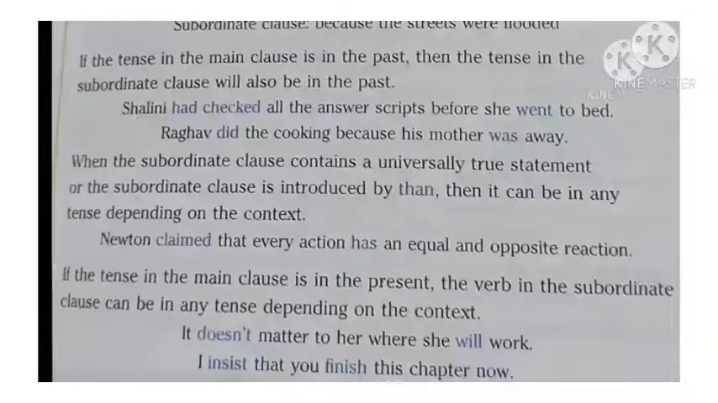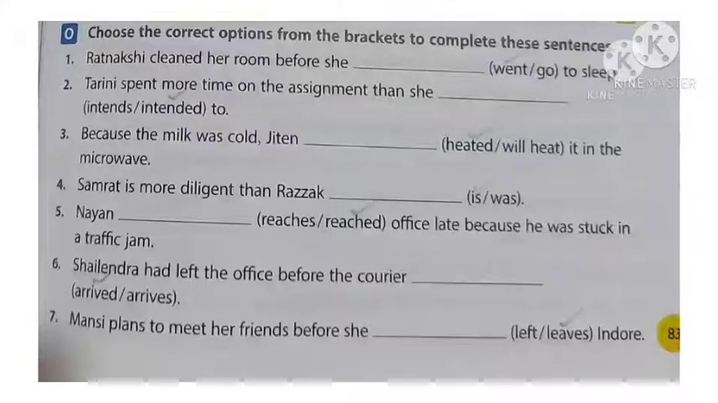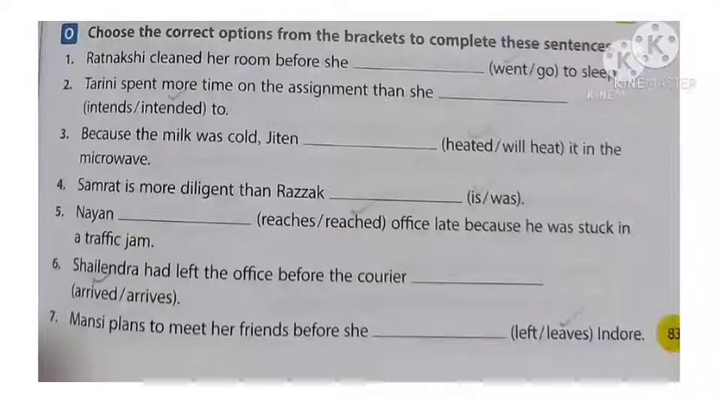Okay, children? So let's look at the exercises. Choose the correct option from the brackets to complete these sentences. Reknakshi cleaned her room before she, is it went or go to sleep? It is went, because cleaned is a past form. Reknakshi cleaned her room. That is a main clause. So in the main clause they have used past tense. We have learned that if the main clause is in the past tense, we have to use the subordinate clause also in the past tense. So we have to use only went.